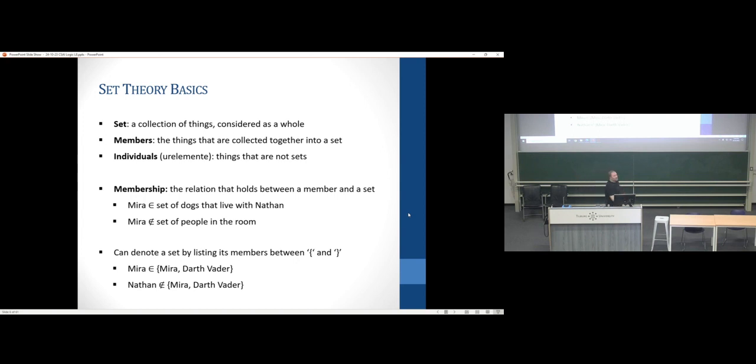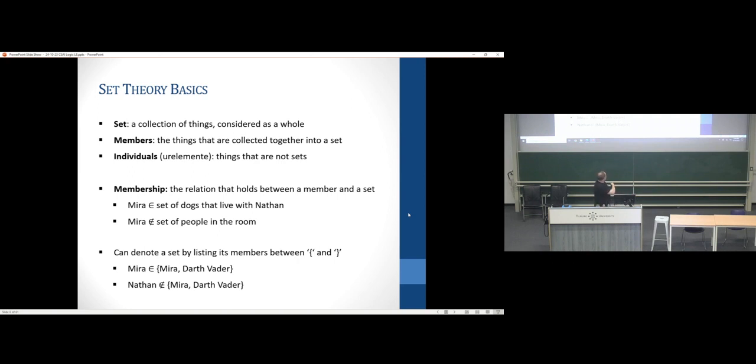Now we can denote a set using a singular term. We could do it with a definite description, like I did here: the set of dogs that live with Nathan. Or we can just list off the set by using the curly brackets. And this is why we couldn't use them before. Remember I said, hey, you can use whatever brackets you want as long as you don't use these ones. That's because these ones are special. Whatever we list in between these, we're saying, hey, these things are members of the set we're talking about.